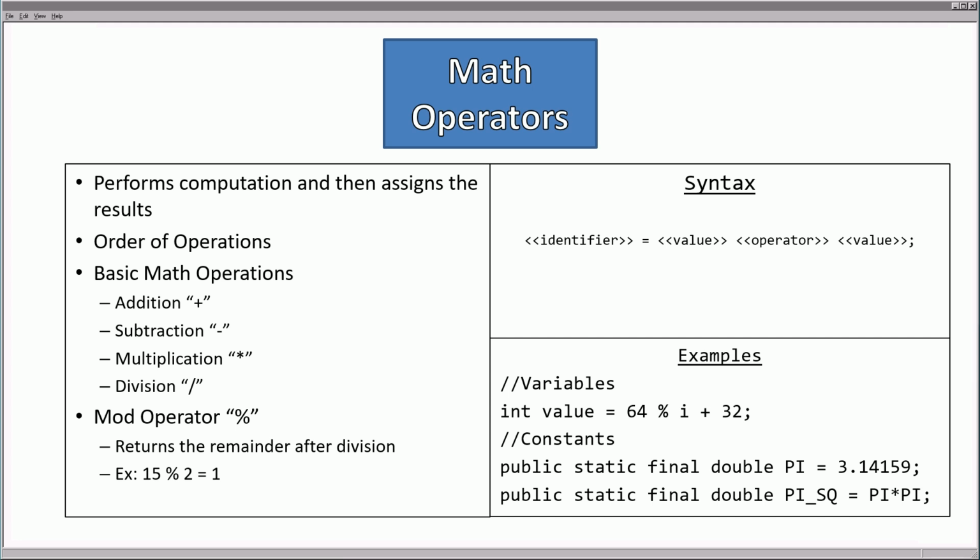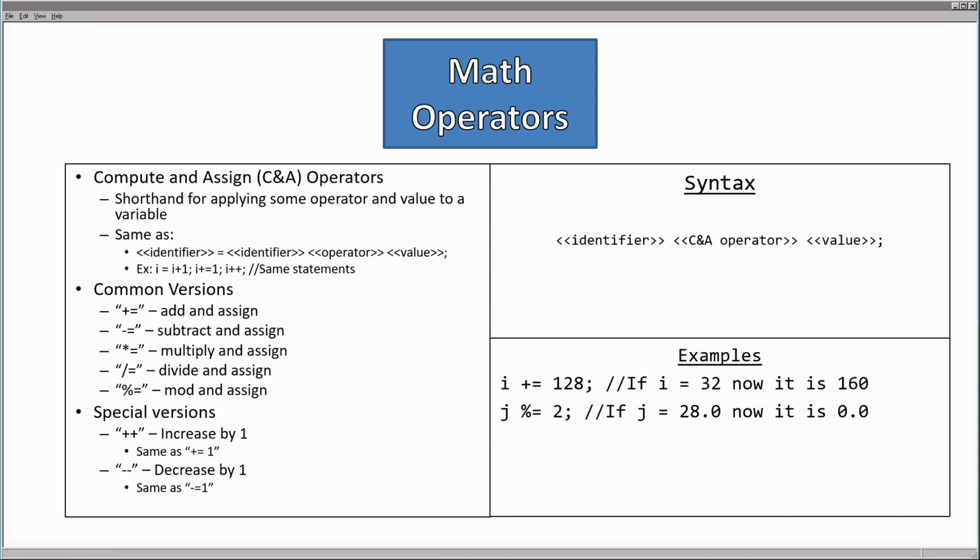For example, if we did 15 mod 2, the result is 1. That's simply because 2 goes into 15 7 times with a remainder of 1. Now, math operators are not just applicable to variables. You can also use them with constants as long as they're utilizing other constants.